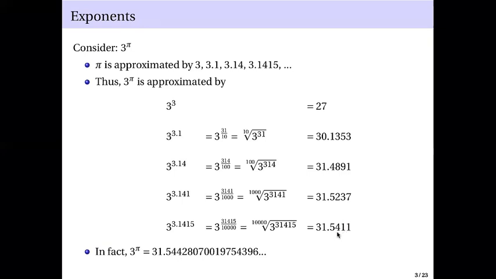So maybe if we have the next digit for pi, it will give us a closer number to this. In fact, it will give us a closer number. So that's how we do it for exponents which have irrational power, or powers which have irrational exponents.